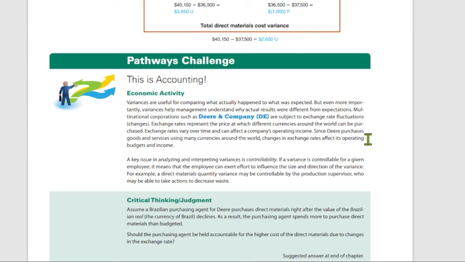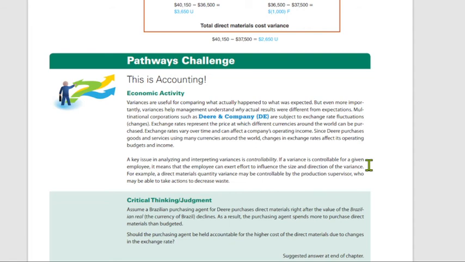So ang sinasabi dito, Deere Company is engaged into purchasing but merong inclusion of foreign currencies kasi nga, sa ibang bansa binibili yung ibang inputs to production. So ang additional information as provided here is that it affects the operating budget and the income. So, what does controllability state? It is said that if a variance is controllable for a given employee, it means that the employee can exert effort to influence the size and direction of the variance.